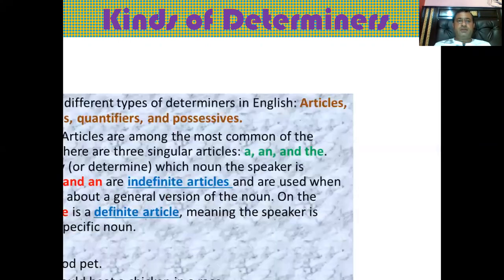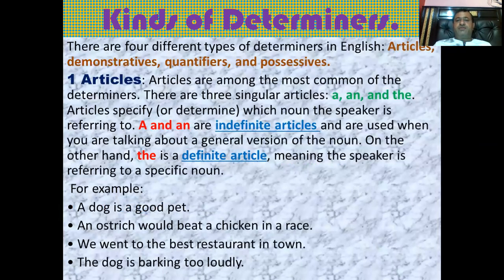Now let us discuss the various kinds of determiners. There are four different kinds of determiners in English: articles, demonstratives, quantifiers, and possessives. So I think students, you all are very familiar with the articles. So let us again revise them.